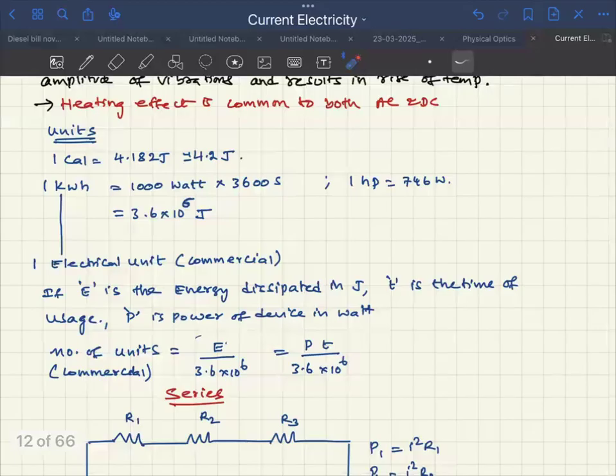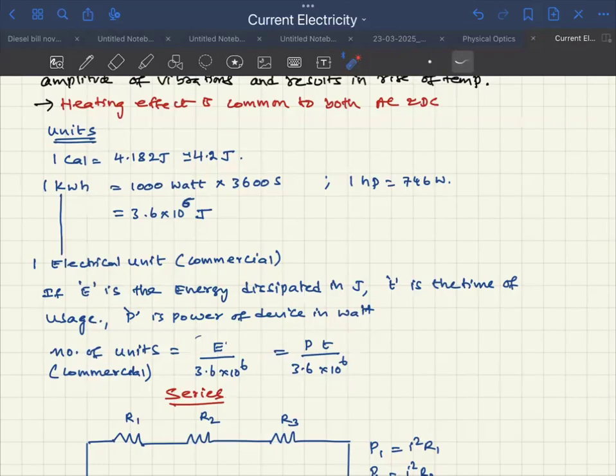In heat, most of the time in calorimetry, we have done answers in terms of calories. For example, latent heat of fusion of ice, you say 80 calorie per gram. Latent heat of vaporization, you will say 540 calorie per gram. But in current electricity, mostly we work in SI units. So wherever you see calorie, you should convert into joule. 1 calorie is nearly 4.2 joules.